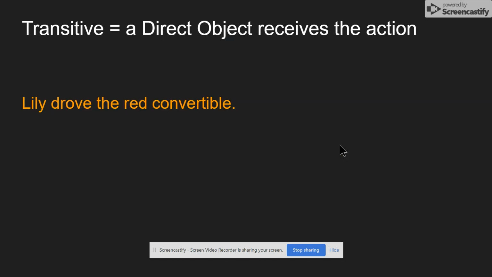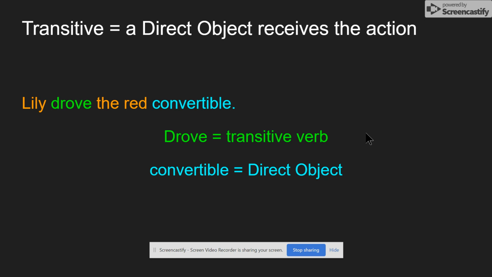So first of all, let's look at a transitive sentence, transitive verb, where we have a direct object to receive the action. Our sentence is, Lily drove the red convertible. So if you analyze this sentence, what's the verb? The verb is drove. And that is a transitive verb because it has an opportunity to move across into a direct object. What is the thing that Lily is driving? And you probably guess, yes, that's the convertible. So the convertible is the direct object. It is the presence of the direct object that makes that a transitive verb.